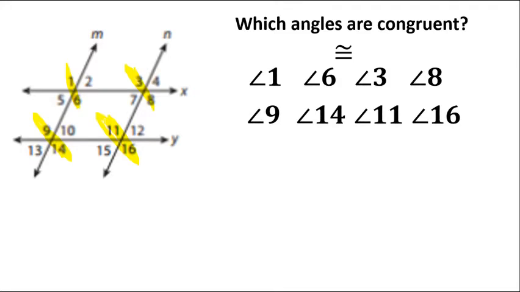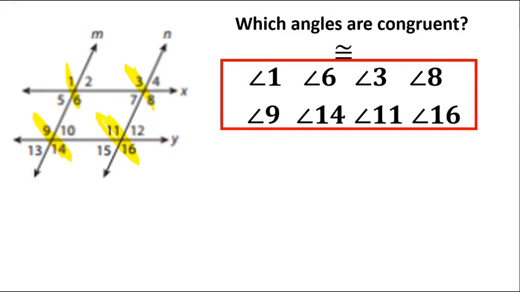So it's angle 1, 6, 3, 8, 9, 14, 11, and 16. So all 8 of those angles are congruent to each other. So that's the first set.